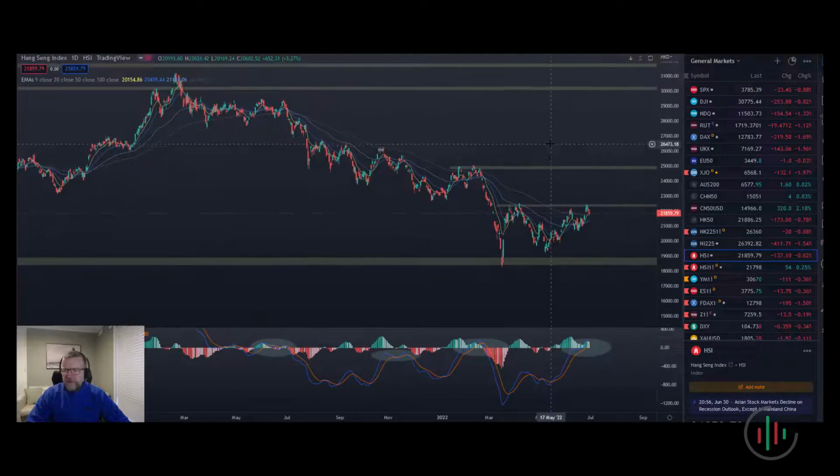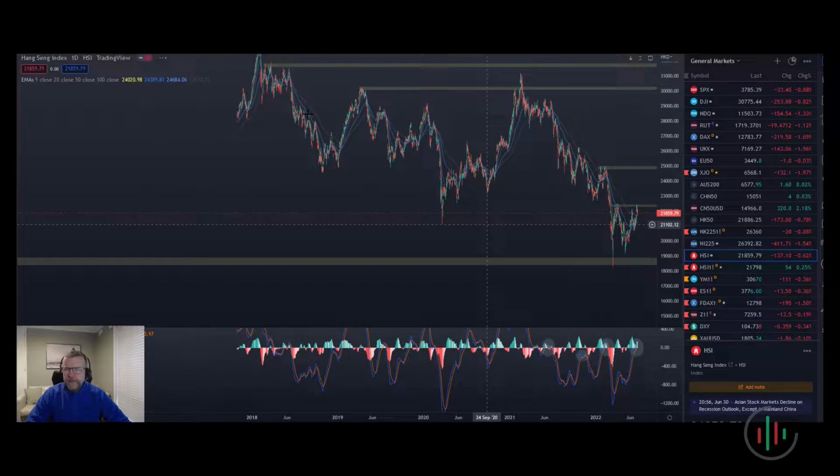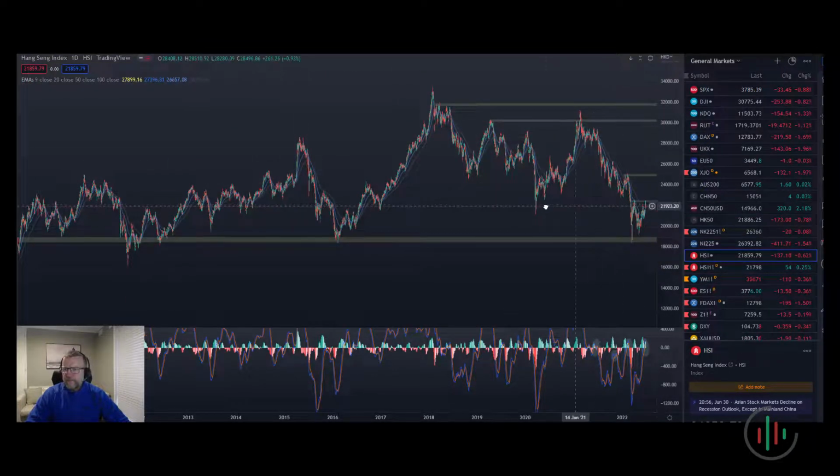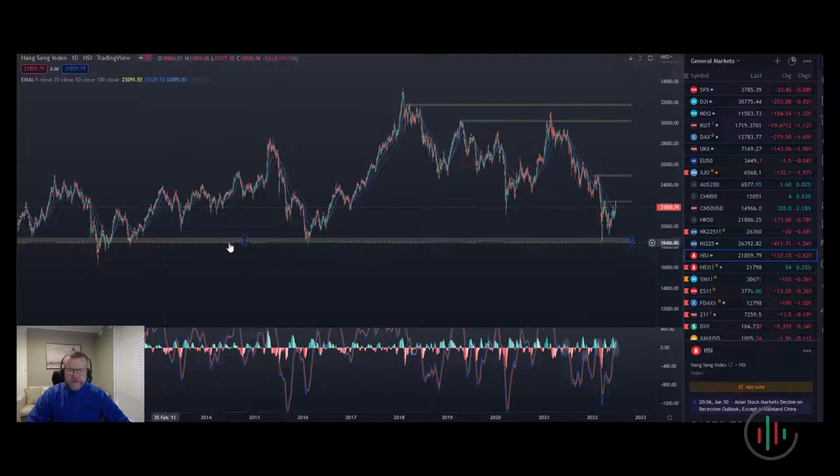Hang Seng, one of my favorites. You're starting to see the bigger picture. You've got all these levels. Let me just scroll out a bit. Okay, the market's traded into this. It's a good level through here, and it's reacted up and off that zone.